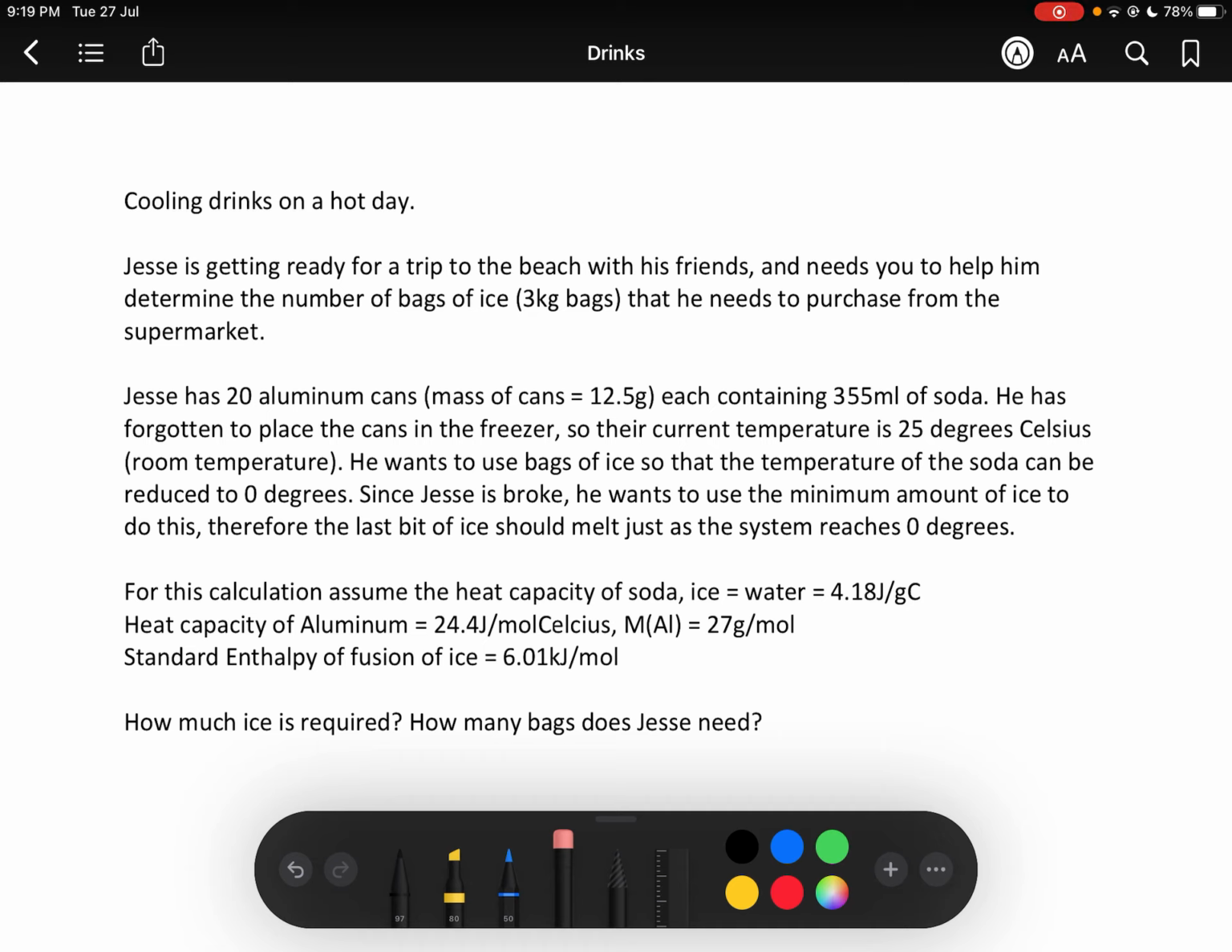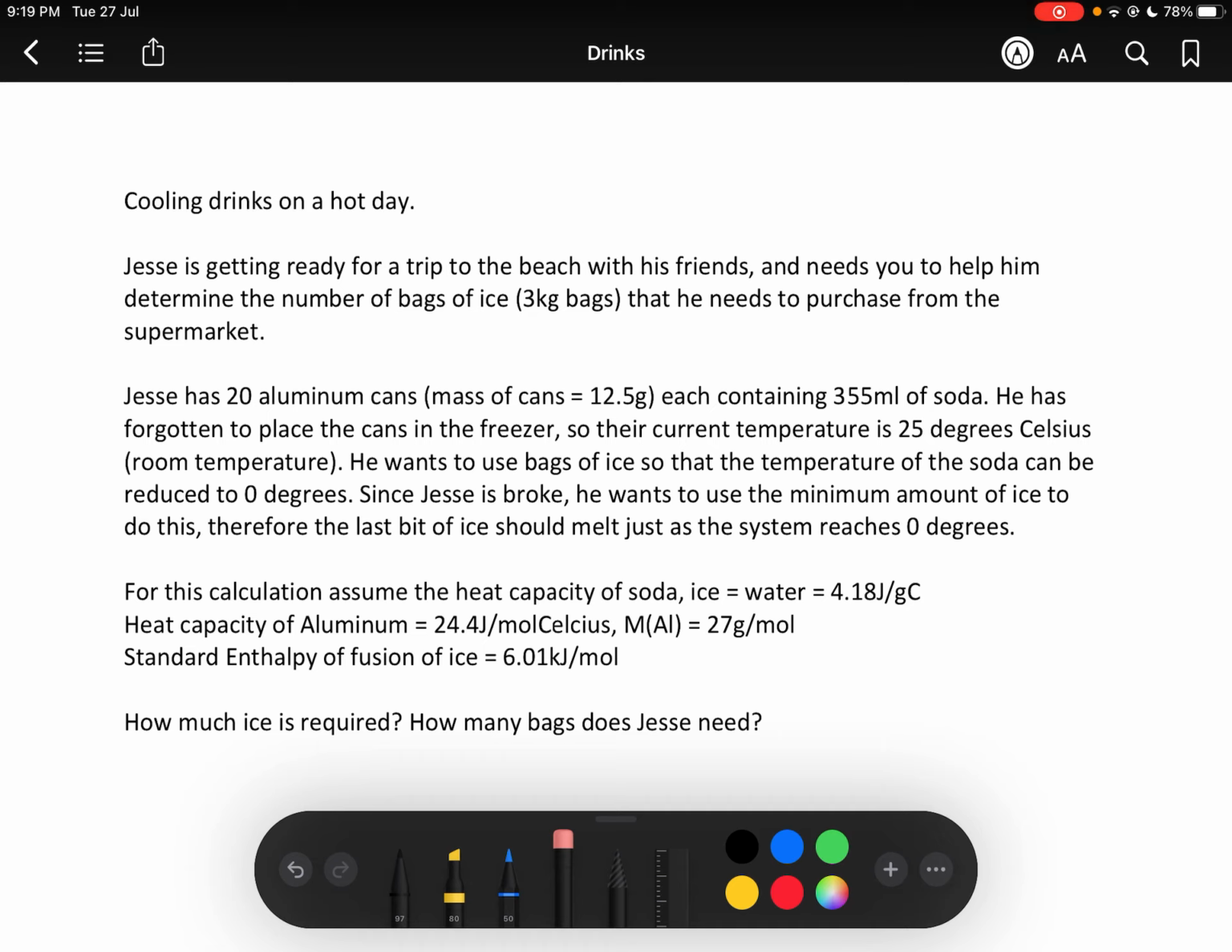So for this very first short, I decided to do one on calorimetry for level 3 chemistry. But this is more of a complicated example of calorimetry. I personally found it very interesting. So let's have a look at this question.